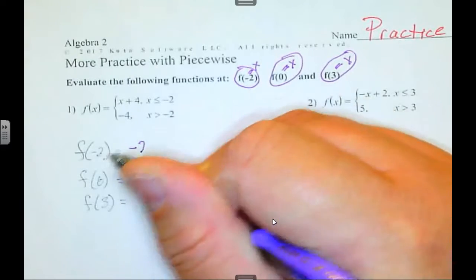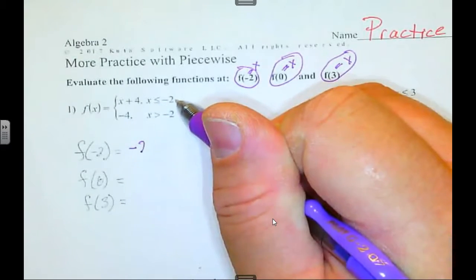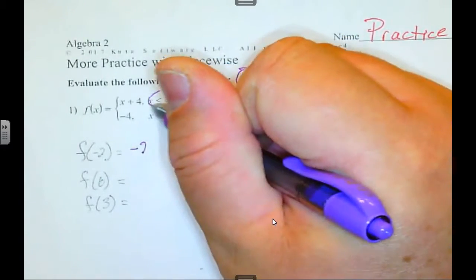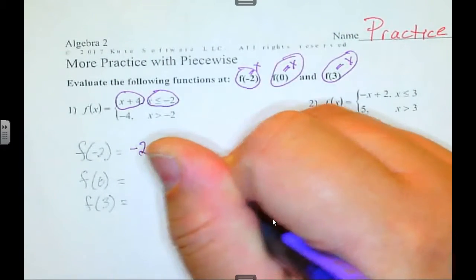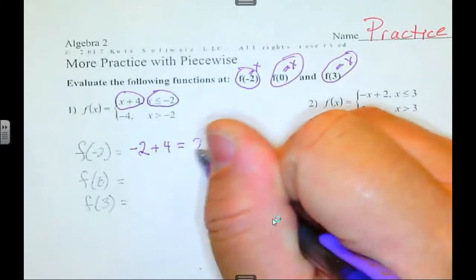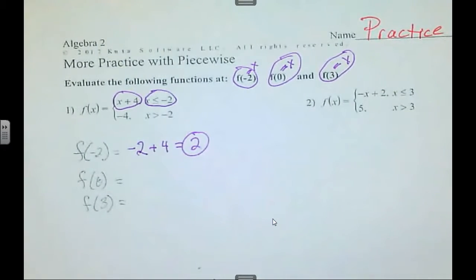-2. -2 is equal to, so I have to use the top one. So -2 plus 4 equals 2. Let's see the next one.